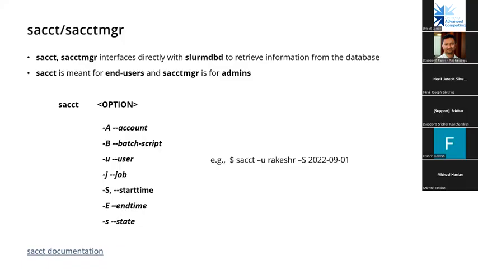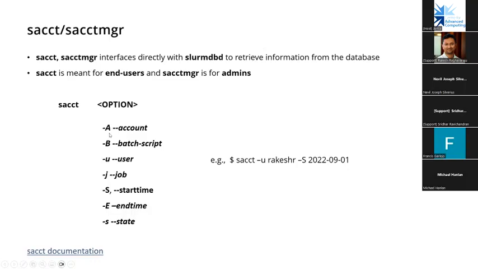Same thing for account manager. Account manager is one of the tools to know more about the accounting information. Like I said, it directly interfaces with the SLURM database daemon to retrieve information about the database. S account is meant for the end user, whereas X account managers is meant for admins. There are a couple of options that we can get from S account. Again, I put the documentation to the SCED-MD page at the bottom.